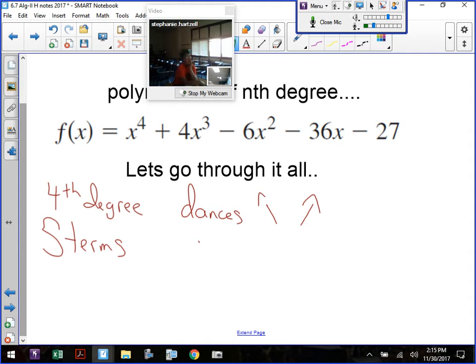How many possible direction changes? Yep, direction changes. How many? 3 of them. There are 3 possible changes in direction. Does it necessarily have to use all 3? No. And then when it comes to zeros, how many possible zeros will there be? 4 of them. There are 4 possible zeros.